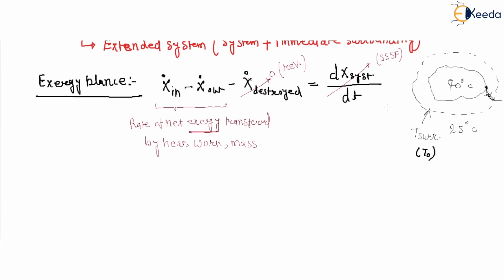Right? So what is your final equation? That means X dot in is equal to X dot out. Exergy in is equal to exergy out. So what is the exergy in? Very important. What is the exergy in? M dot psi 1 is the exergy in. What is the exergy out?